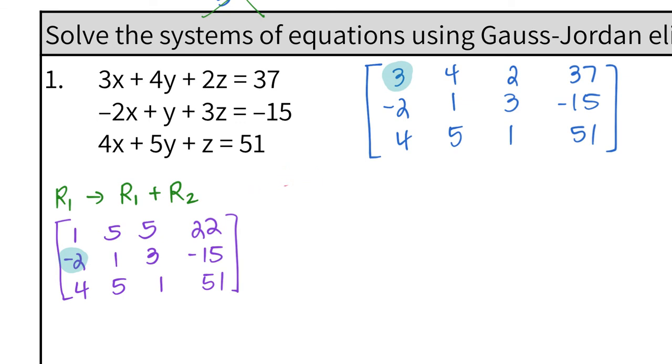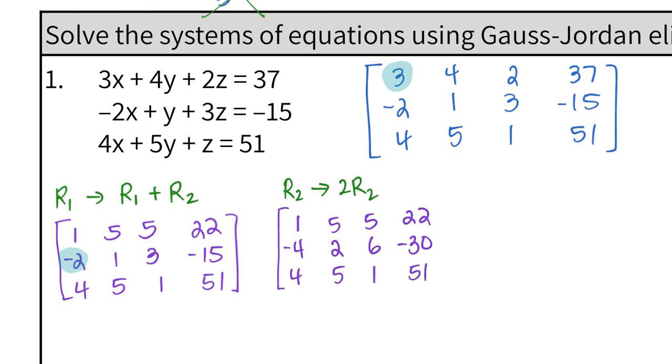Okay, so let's do that next. Row 2, we're going to replace it just by multiplying it by 2. Okay, so second row, -2 times 2 is -4. 1 times 2 is 2. 3 times 2 is 6. -15 times 2 is -30. Then bottom row stays the same.